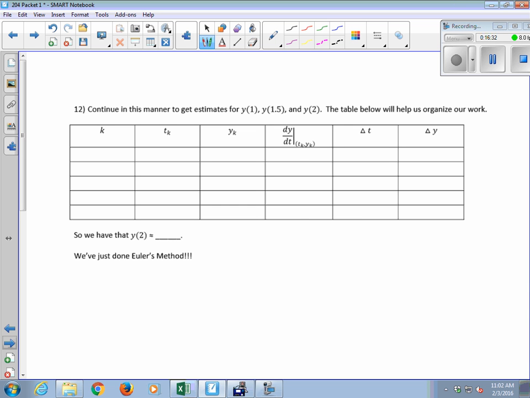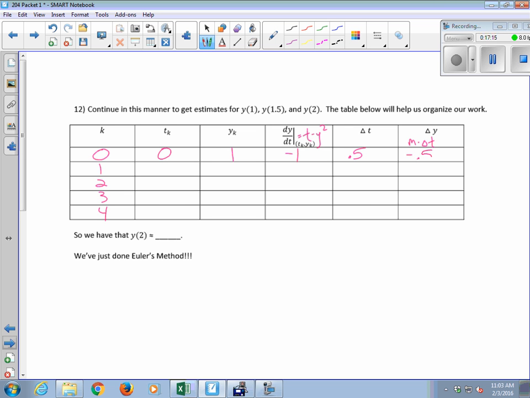All right, so I'm just going to fill in what we already did here. So k is just the step that you're working on. So this is going to be 0, 1, 2, 3, 4 steps we're going to take. Okay, so t, that's your value of t at any given point. So my initial value of t was 0. My initial value of y was 1. 0, 1 was my initial condition. dy dt, which in this case is t minus y squared, came out to negative 1. Delta t, we're using 0.5. And then delta y is always m times delta t. So in this case it came out to negative 0.5.